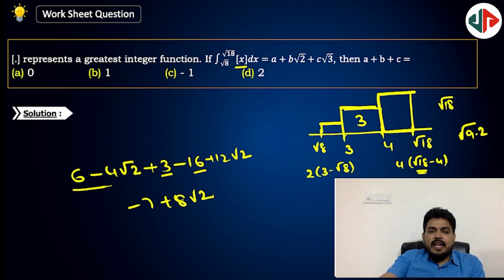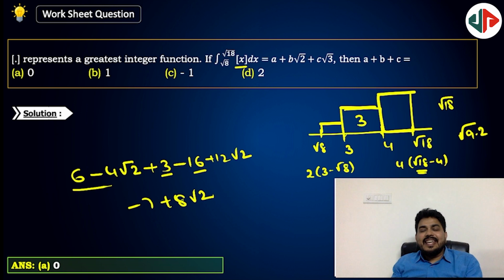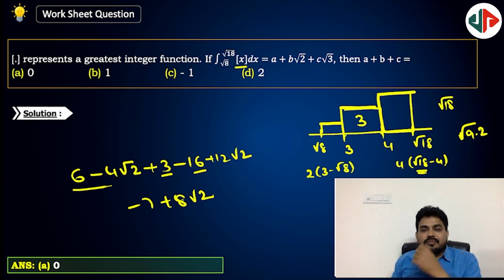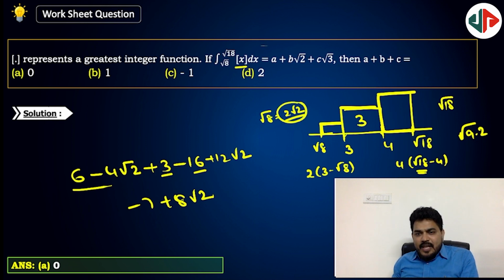So what is a plus b plus c equal to? What is the c value? You need to look at here. Just look at here, root 8 to 3, root 8 value. What is root 8 value? Root 8 value is 2 root 2. Okay, so 2 root 2 is less than 3 only. So step value will be equal to 2 times of 3 minus root 2.